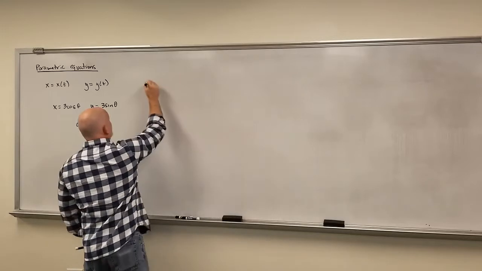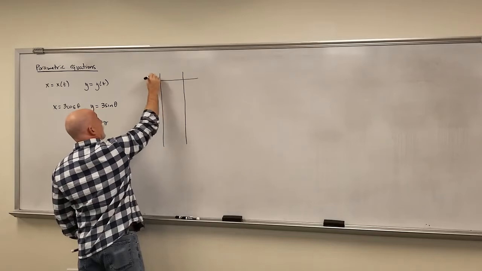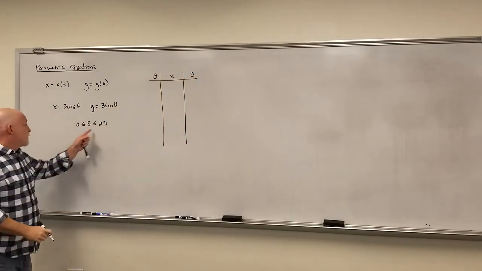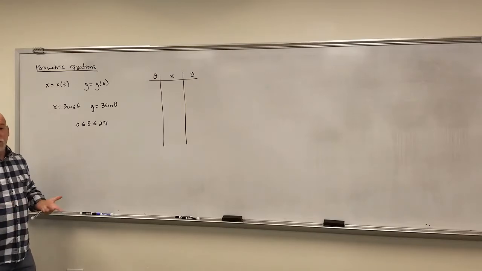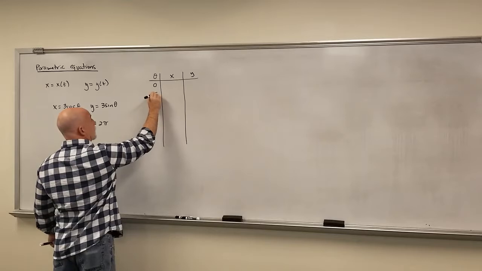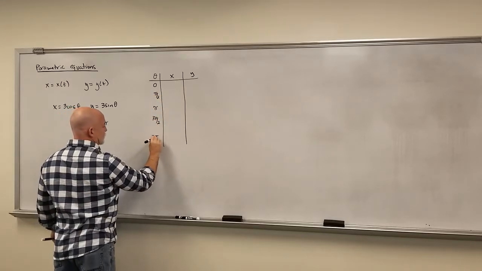All right, so we got to make ourselves a table. Let's do theta, x, and y. Now, since we're going from 0 to 2 pi, pick some angles that you know a lot about there. Let's go ahead and pick just our quadrant angles. Let's go 0, pi over 2, pi, 3 pi over 2, and 2 pi.